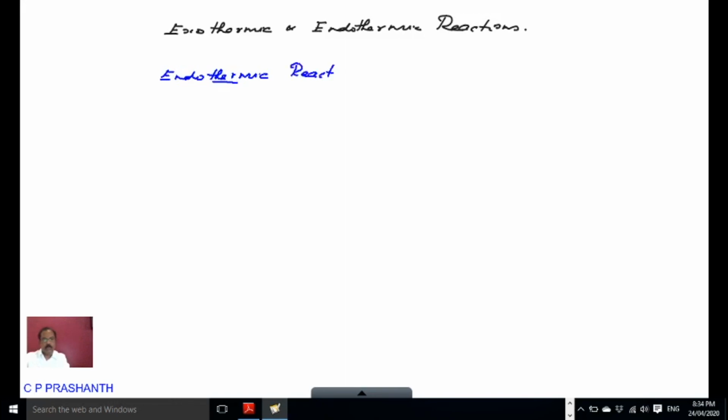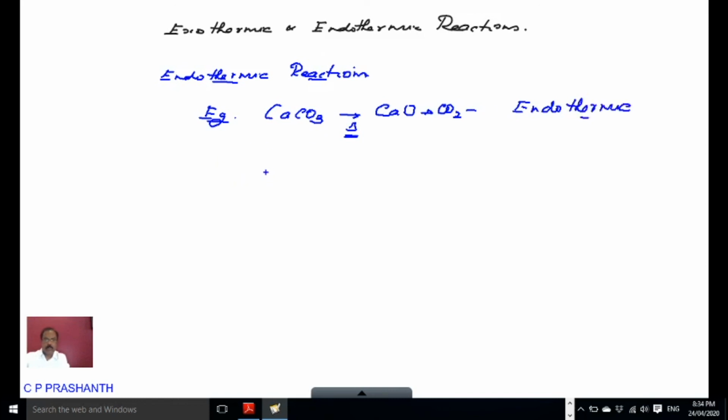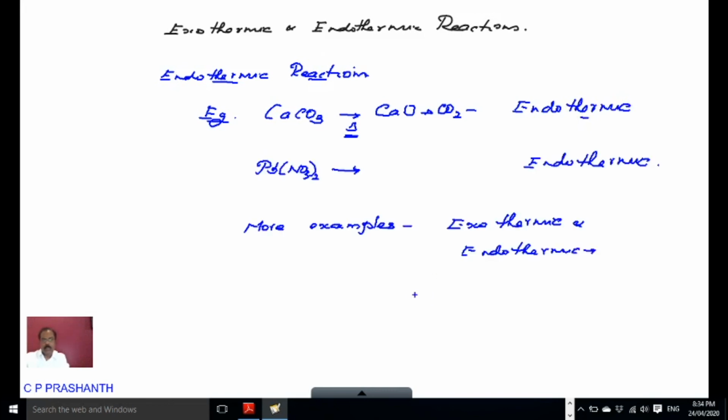Now let us see a few examples of endothermic reactions. Endothermic means we need to supply heat for the reaction to take place. Such reactions are endothermic reactions. We've learned so many examples already. If you can remember, calcium carbonate, which is limestone, is converted to calcium oxide, which is called quicklime, by heating it very strongly. So for this reaction, we need to supply heat. Therefore, it is an endothermic reaction.